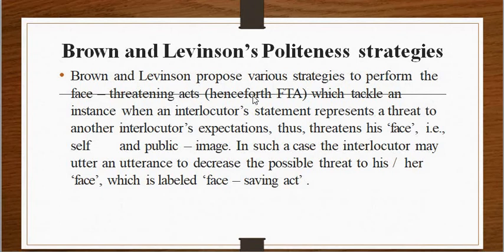Brown and Levinson propose various strategies to perform face-threatening acts, which tackle an instance when an interlocutor's statement represents a threat to another interlocutor's expectation, thus threatens his face, means his self-image, his public image. In such a case, the interlocutor may utter an utterance to decrease the possible threat to his or her face, which is labeled as a face-saving act.